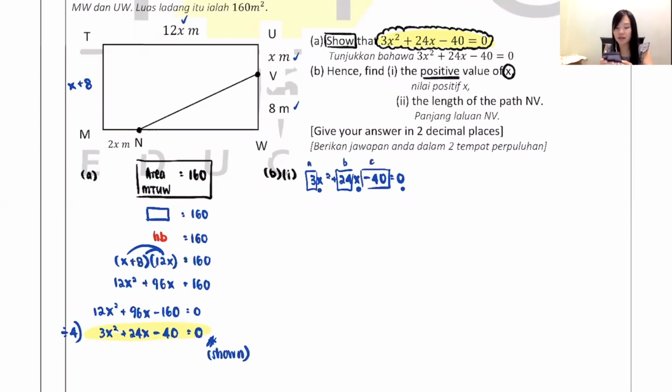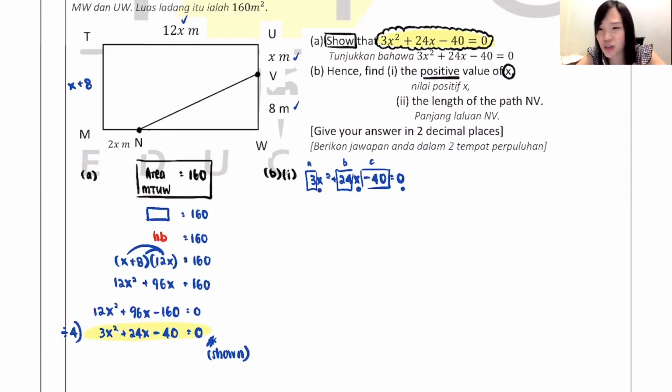Let's press calculator, okay? Mode, 1, right side 2. Your A 3, your B 24, your C negative 40. Anyone done pressing? After pressing, what do you want to tell me? Very good, Yixuan. Ugly answer, my dear. You press, you realize, oh, ugly. So guys, ugly answer, can I write down? Very good, Aaron. Must use the quadratic formula.